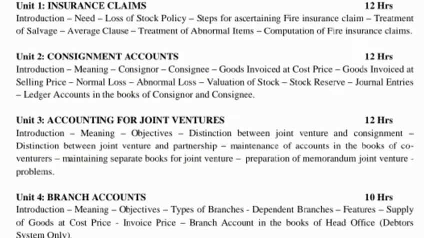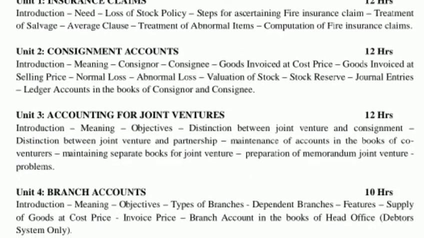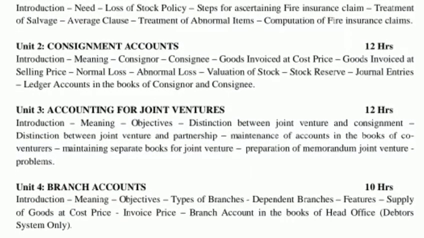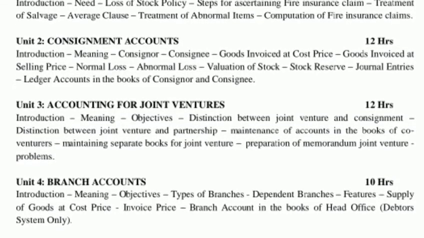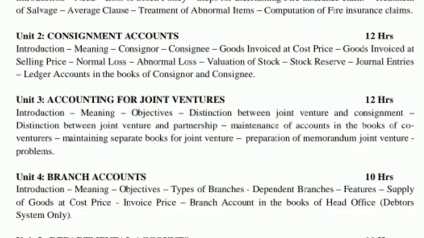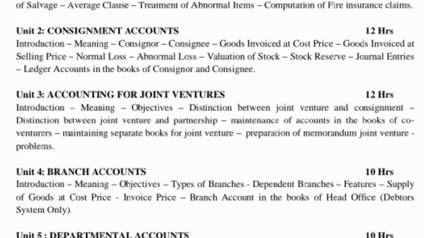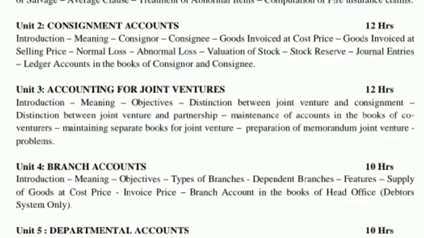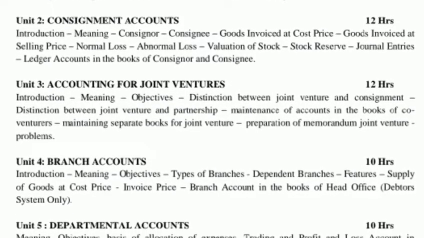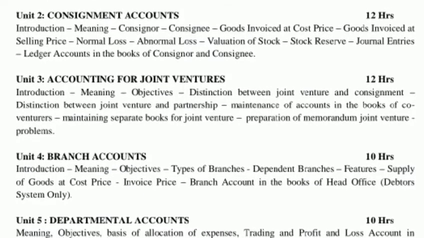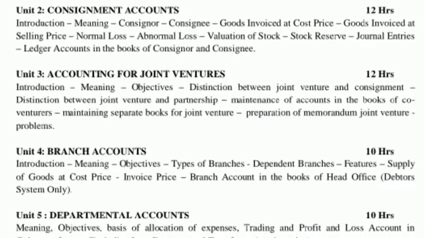Unit 2: Consignment Account. Introduction, meaning, consignor, consignee, goods invoiced at cost price, goods invoiced at selling price, normal loss, abnormal loss, valuation of stock, stock reserve, journal entries, ledger account in the books of consignor and consignee.